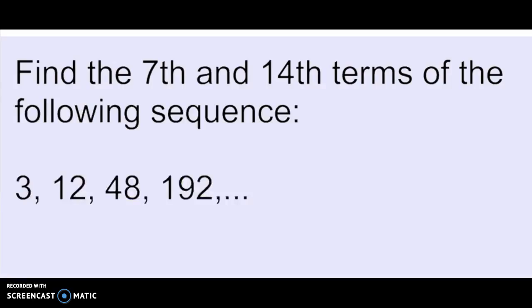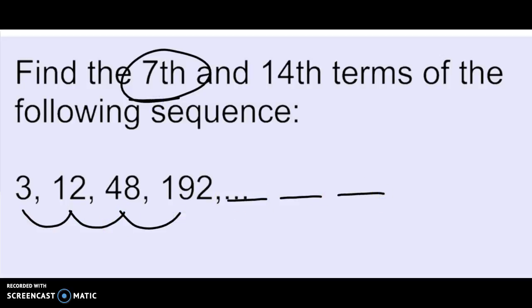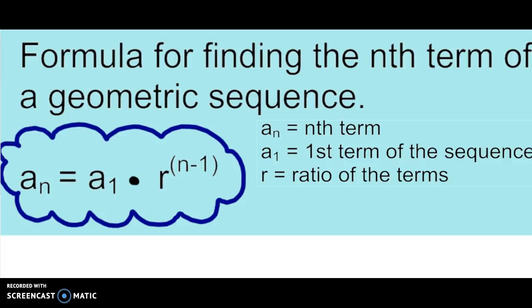So you want to find the 7th and 14th terms of this. That would be hard to do. Actually, the 7th wouldn't be that hard. You could just keep multiplying. It looks like this one's being multiplied by 4 until you get to the 7th term. But the 14th is going to be kind of hard. So we're going to use this formula. Go ahead and copy that one down.